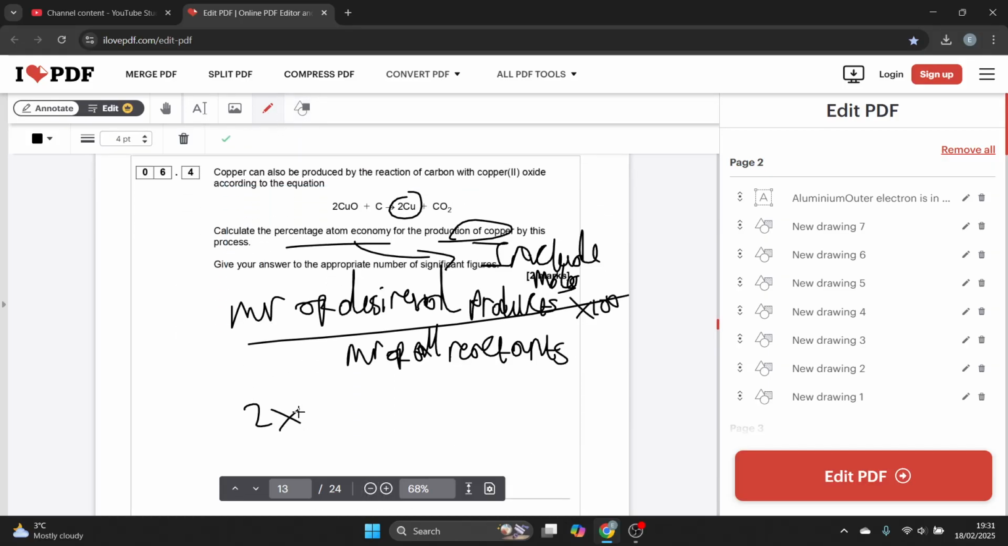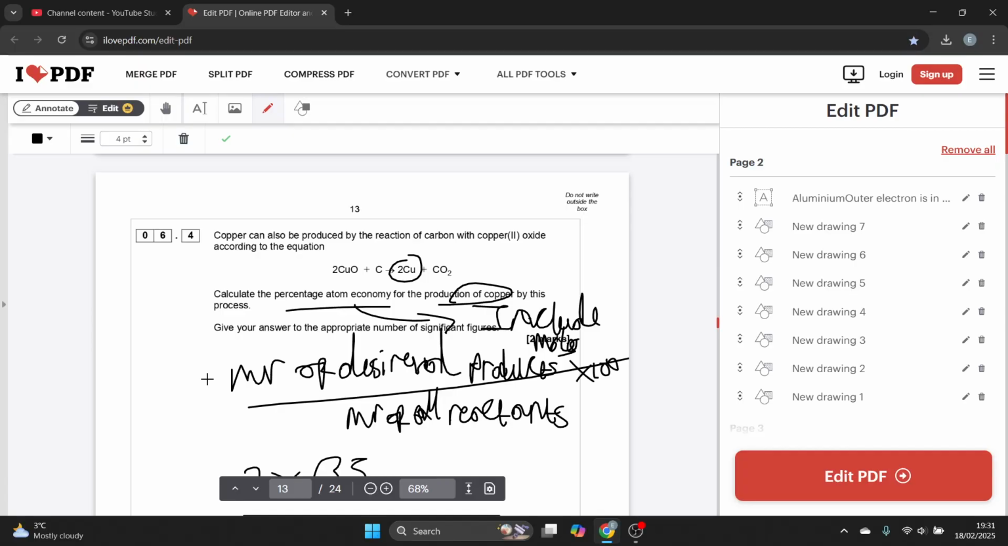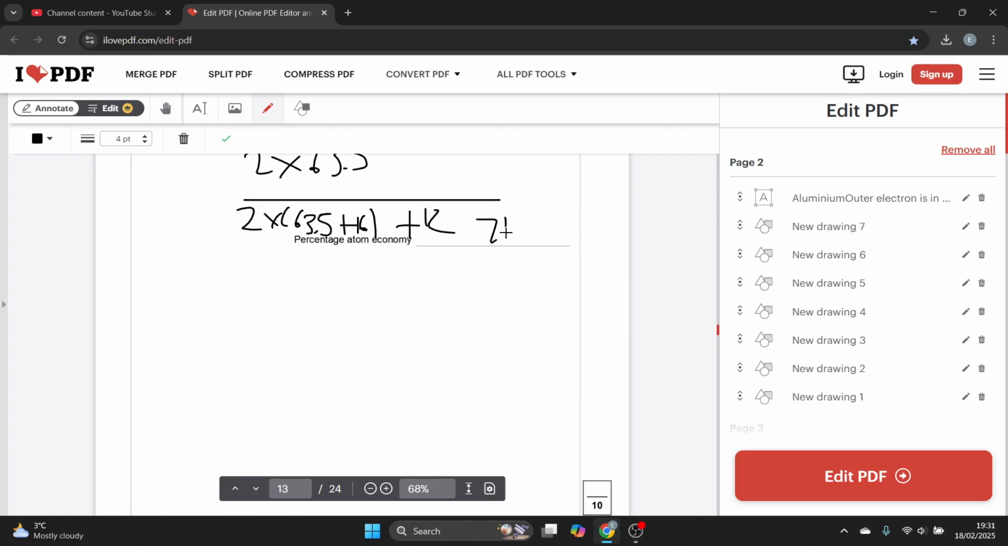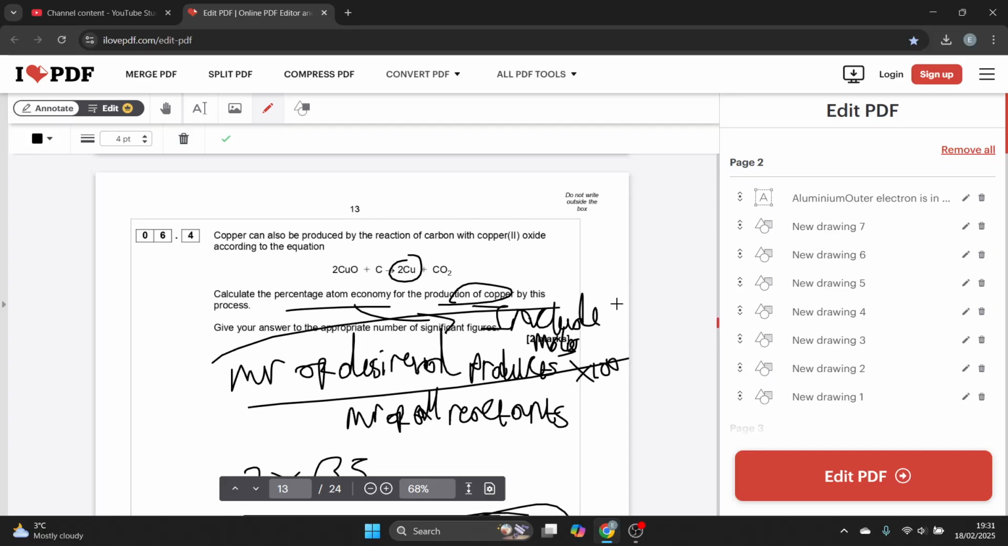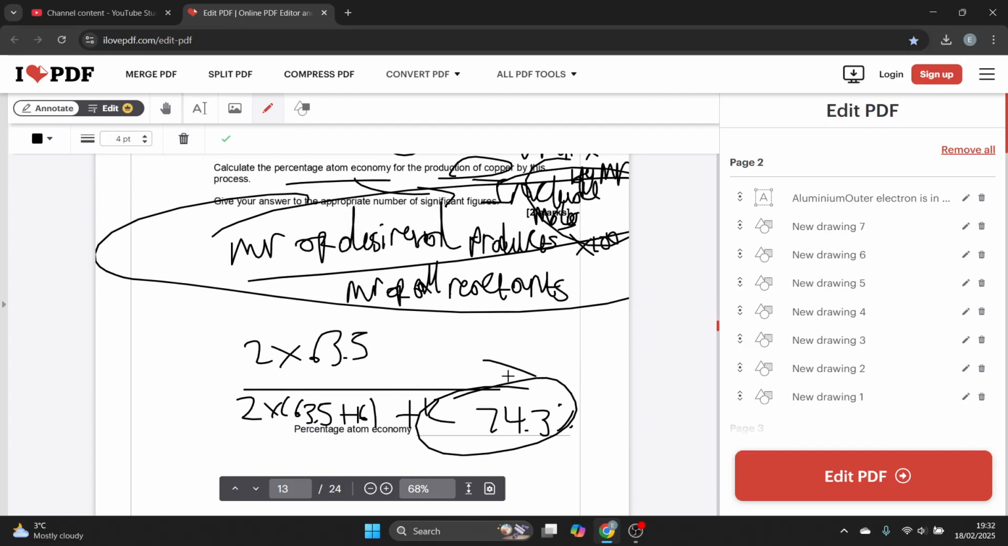So it's going to be 2 times by 63.5 divided by MR of all reactants. Well, 2 times by 63.5 plus 16 plus 12. So I'll just convert: 63.5 plus 63.5 over 63.5 plus 63.5 plus 16 plus 16 plus 12 times by 100, percentage 74.3%. So just memorize the formula, MR of desired products over MR of reactants, and remember to include the number of moles when timesing by MR, and obviously because it's percentage, times by 100.